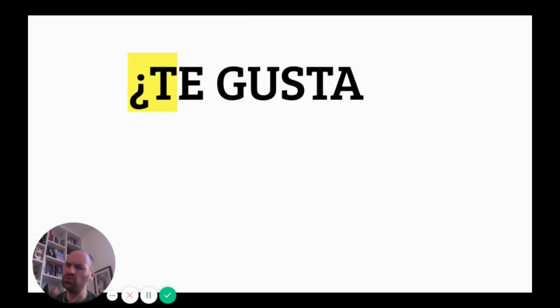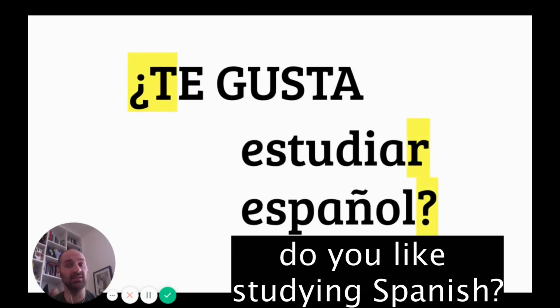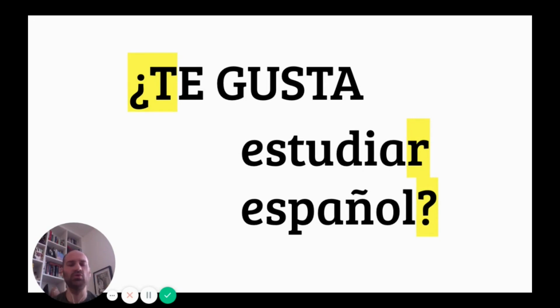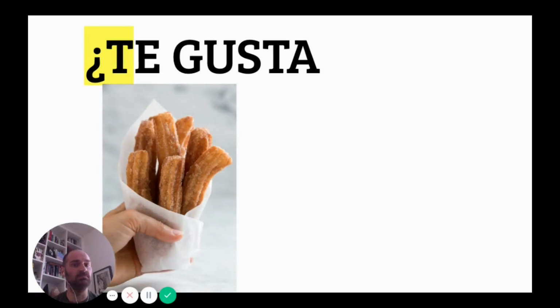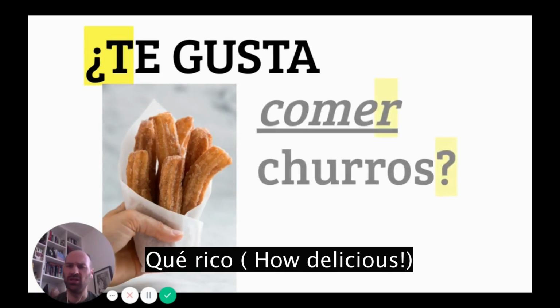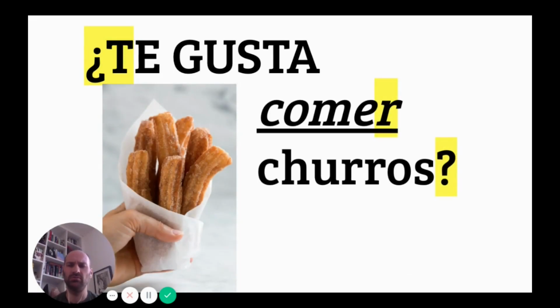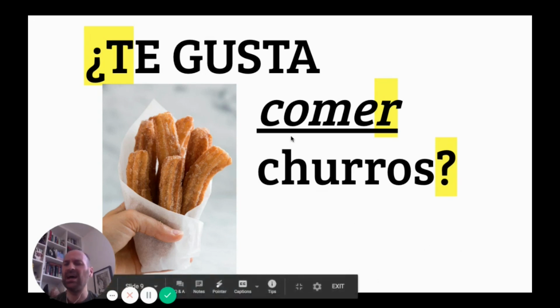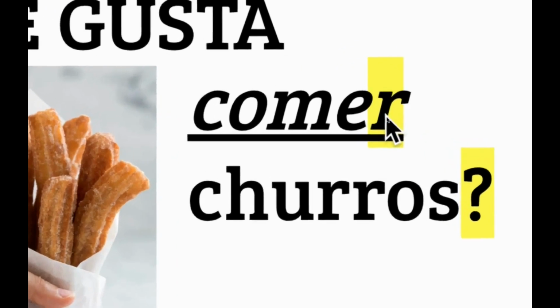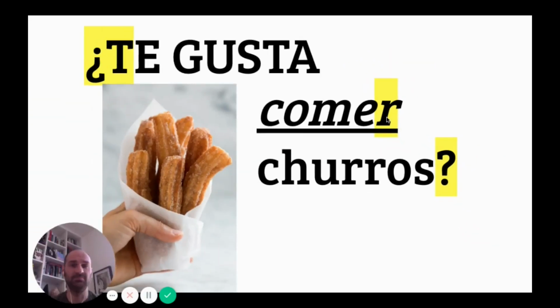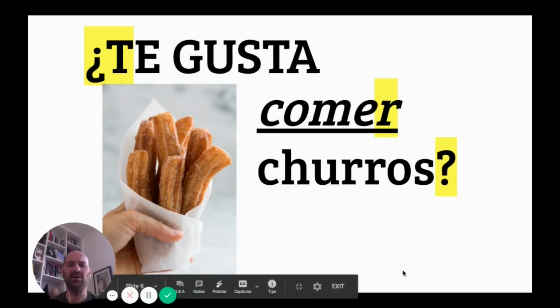Let's see some examples. ¿Te gusta estudiar español? ¿Te gusta? No me gusta. ¿Te gusta comer churros? As you can see, after this te gusta, and after all the opinions we're learning today, the verb needs to end in R. Okay? So that is number 2.